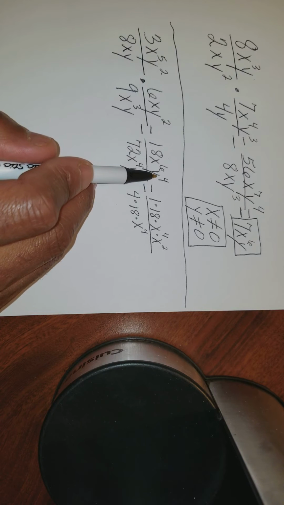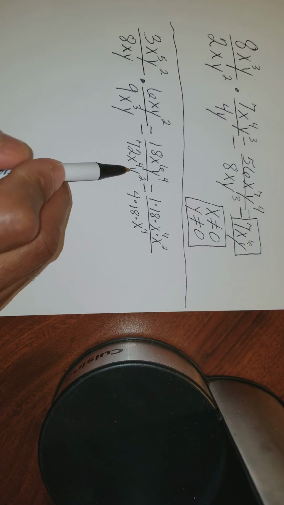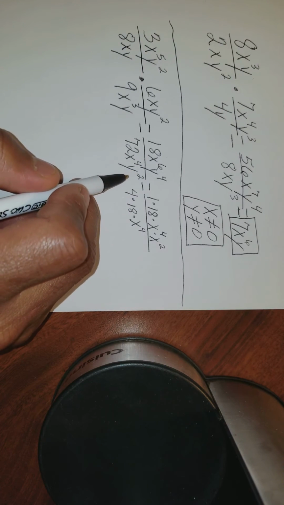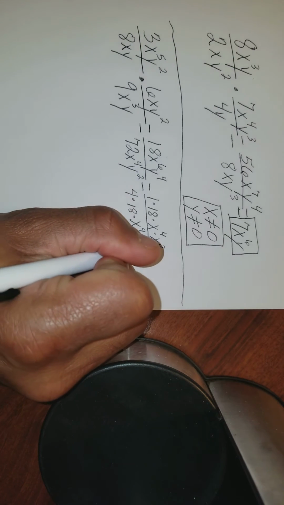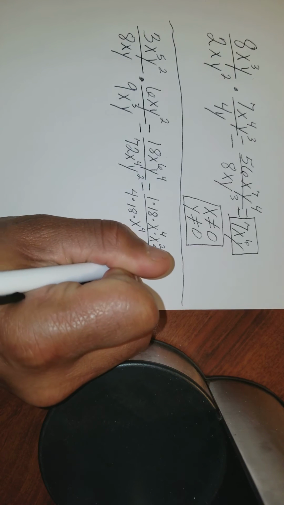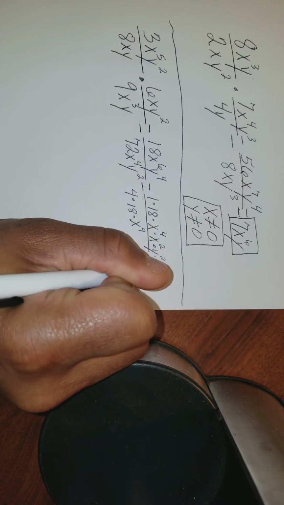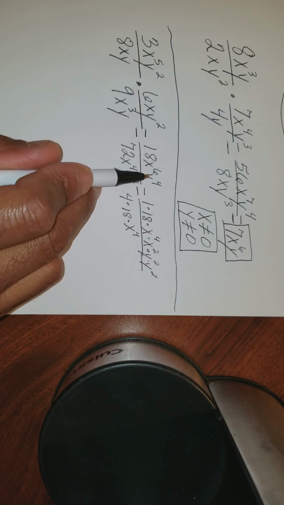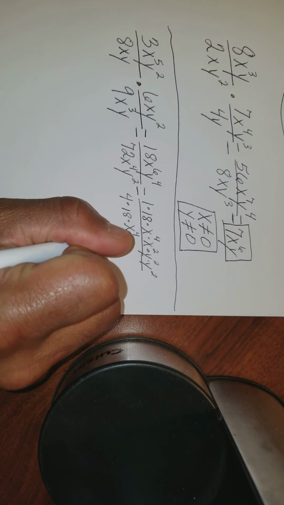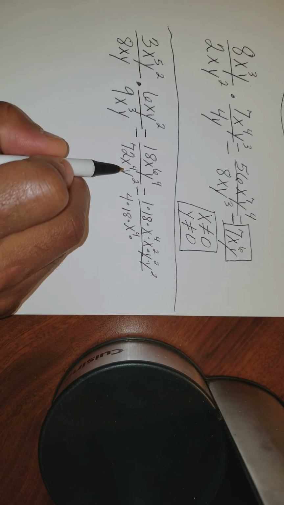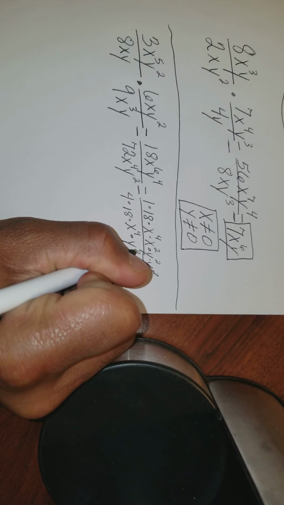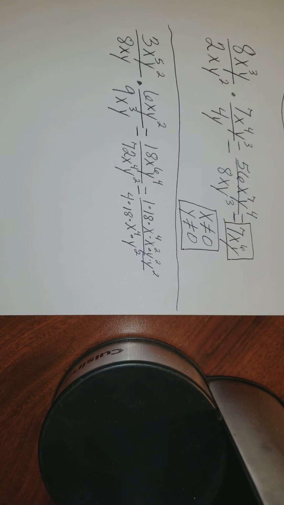Here I have 4 y's, and I have 2 y's in my denominator. So in my numerator, I want it to be in groups of 2. So here I'm going to have y squared times y squared, that equals out to my y to the 4th power. In my denominator, I only have 1 y squared, so here I'm only going to put 1 y squared. And there you have it.